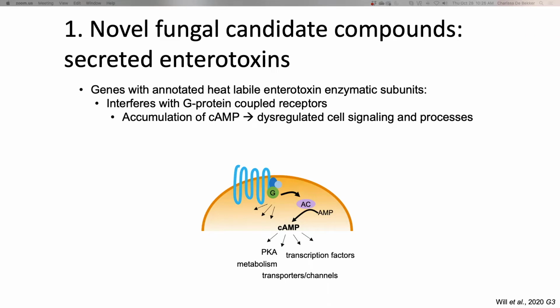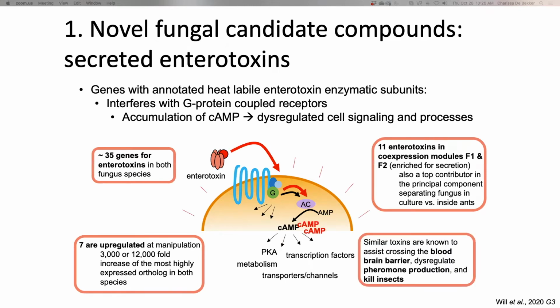So while animal-infecting fungi seem to have these, plant-infecting fungi generally do not. So this might have been one of the reasons why these have not been studied for fungi yet. But what we know for bacteria is that these enterotoxins interfere with G protein-coupled receptors, which could lead to an accumulation of cyclic AMP and then dysregulated cell signaling and other processes.